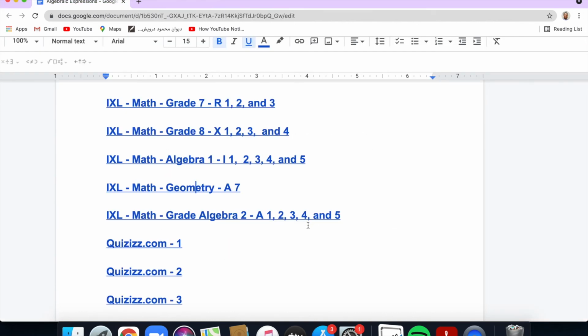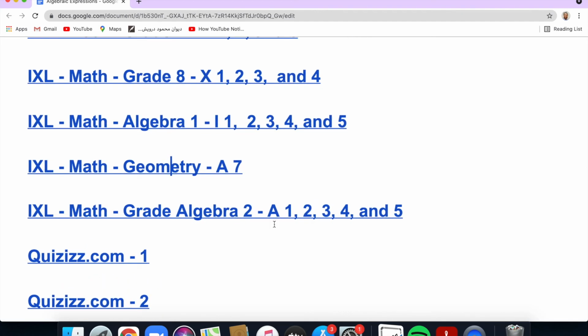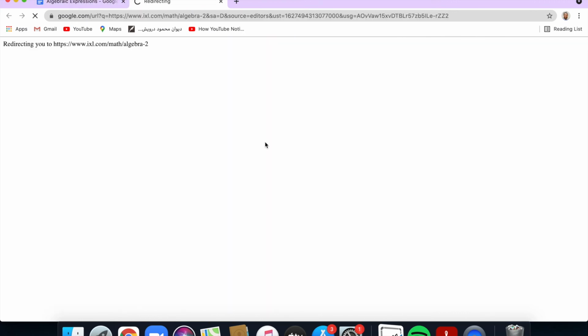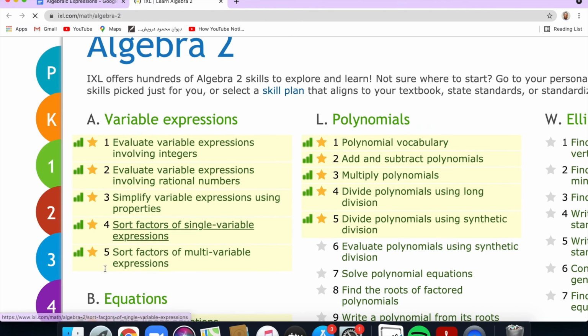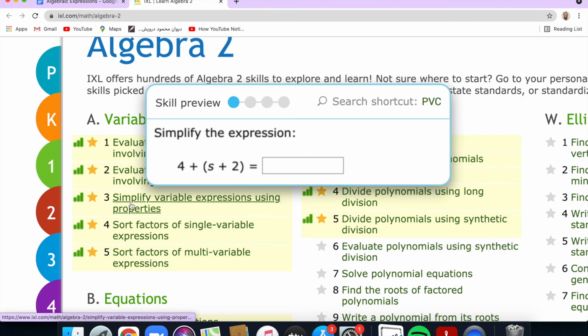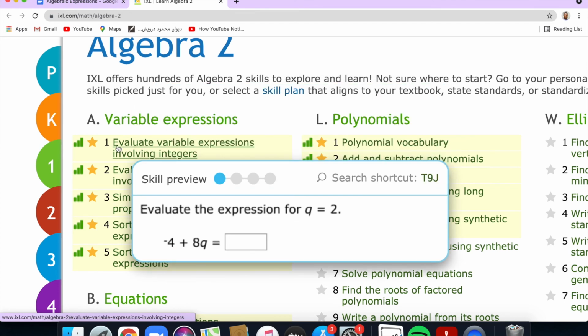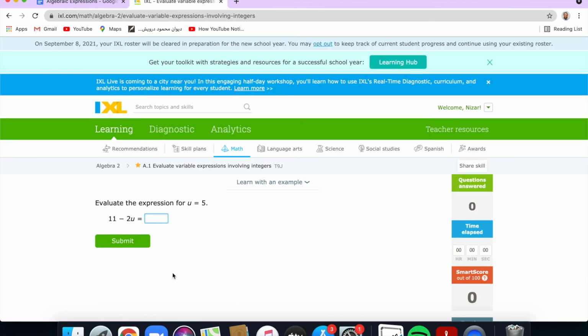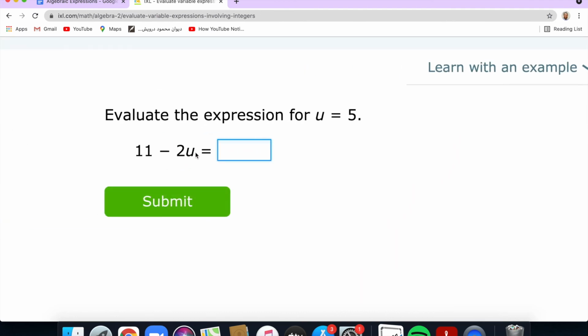So this is easy. There is also an Algebra 2. If you are teaching Algebra 2, there is a 1 to 5. Let's try in the beginning 1 to 5. Here, let's try this. Simplifying is easy. Evaluate. Here it's about evaluating. So here the algebraic expression is ready, but they said I wanted to substitute u with 5. So here we have to write 5. But remember, it will not be 25, it will be 2 times 5, which is 10. So 11 minus 10 is 1.